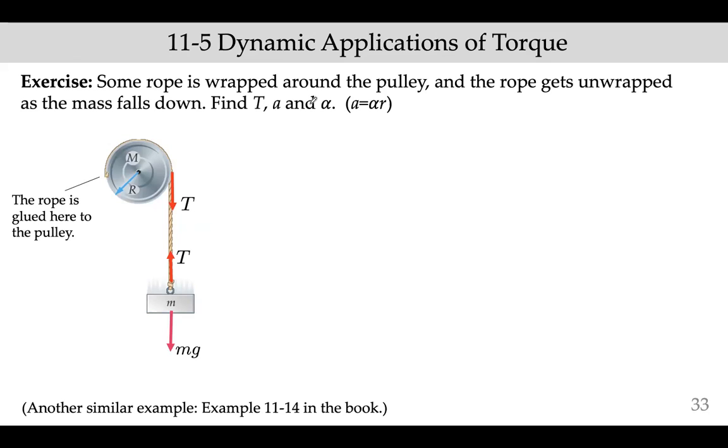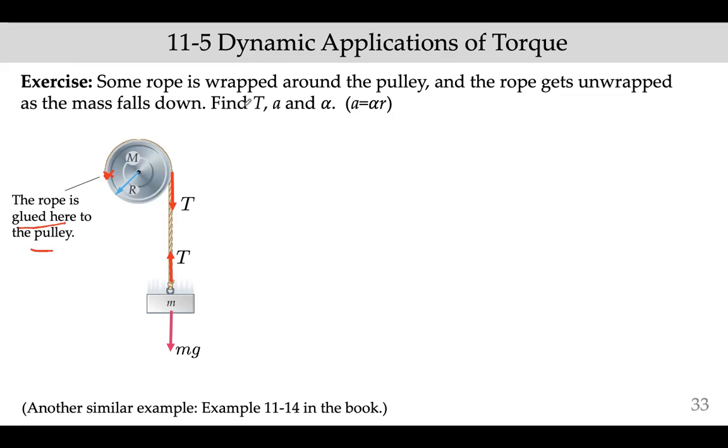Okay, now we come to the section about dynamic applications of torque. So in this exercise, we have some rope wrapped around the pulley, and the rope gets unwrapped as the mass falls down. So this rope is glued here to the pulley. As the pulley rotates clockwise, the rope unfolds, so the rope goes down. Only this part is glued, only this part is fixed. So the rope goes down and the pulley rotates. So there's no slip. The point of telling you that it's glued here is to emphasize that the rope doesn't slip. It only goes down as this pulley rotates.